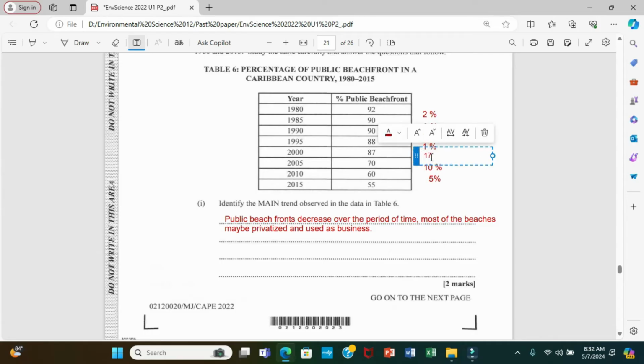17%. All right, so 17%, guys. That's a lot. That's the most increase in the privatization of these beaches. So the boom, it means the boom would start here.